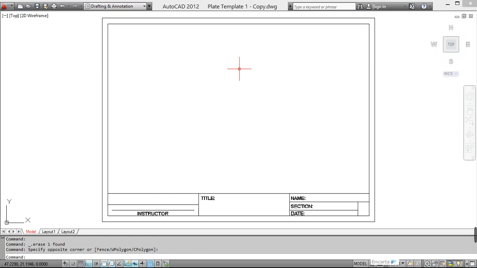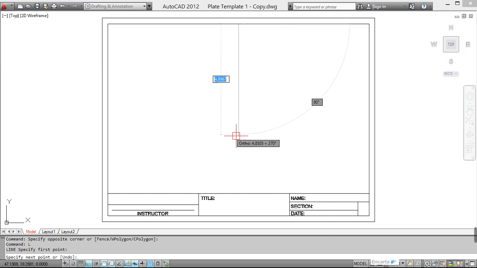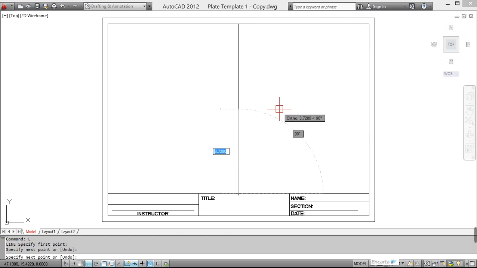Okay, first we need to divide this into two. So you need to locate the midpoint of this line, and of course the midpoint of the bottom line, and then you connect those points, and you have divided this into two equal parts.